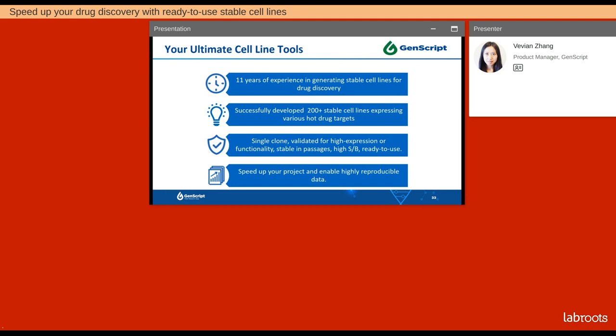By now, you see why the stable cell lines from GenScript can serve as great cellular analysis tools in your drug discovery project. We have 11 years of experience in generating stable cell lines for drug discovery. We have successfully developed more than 200 stable cell lines expressing various hot drug targets. All of our stable cell lines are single clone. They are validated for high expression or functionality. They are stable for passages and present a high signal versus background ratio, and also they are ready to use. These cell lines can speed up your project and enable highly reproducible data.